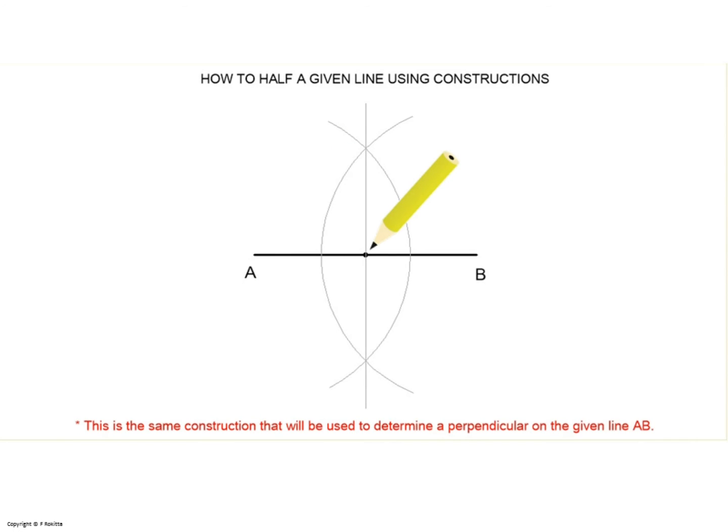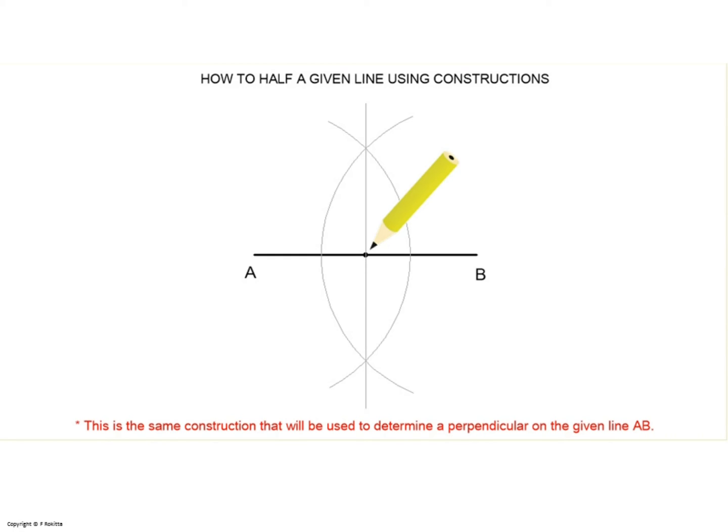Now you place a dot at the intersection of the vertical line on line AB to indicate where your perpendicular line, which is the answer we seek, is going to start from.